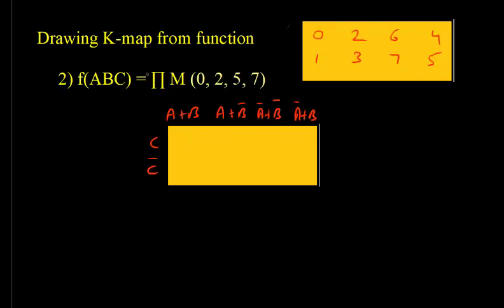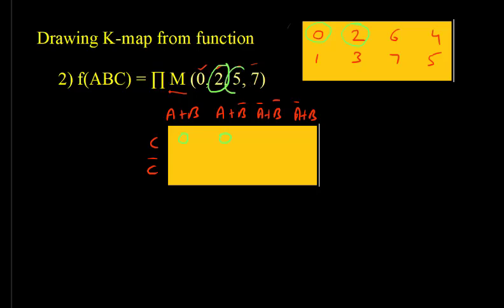Next we see a POS case. Here we are given a function f of ABC is capital sigma capital M 0 2 5 7. So this capital M shows that we have to draw a POS K-map, and these numbers 0 2 5 7, their output is 0. So here we see the cell numbers in this K-map. 0 comes here, so this cell is 0. Next, 2 comes here, so this is also 0.